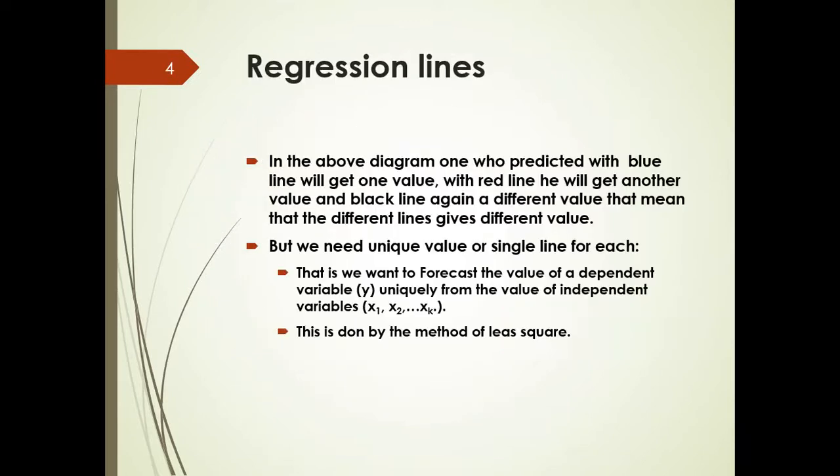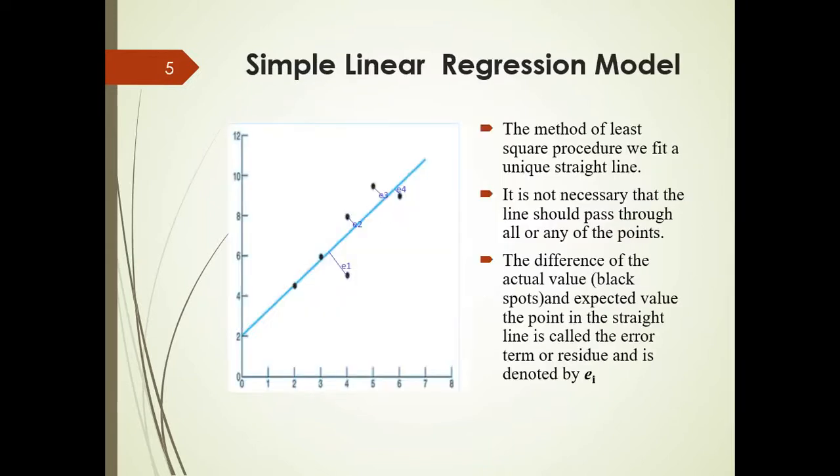The answer to this is that if we want everyone to predict the same value, that is, fit the same straight line, then we have to use the method of least squares. In the method of least squares, we fit a straight line in such a way that the sum of squares of the error terms is minimum. Now, what is the error term?